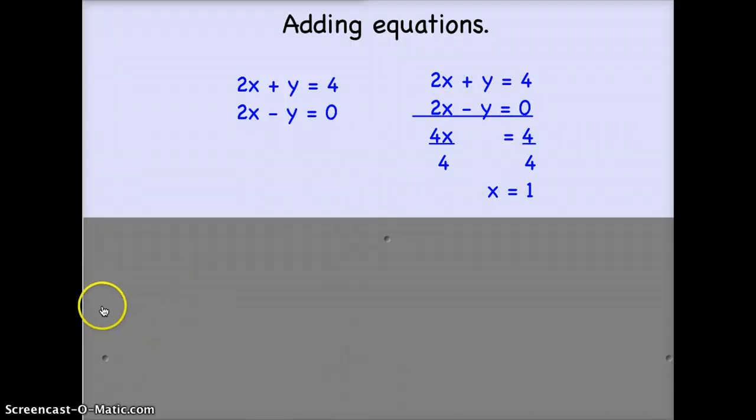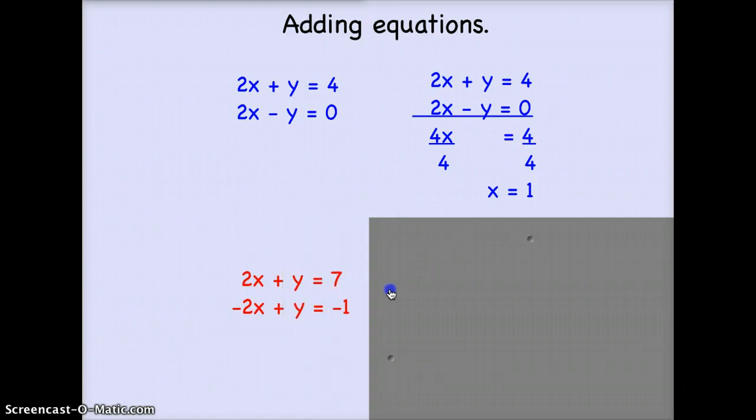Why don't you try the next one? So here I have two more equations. Think about what your result would be if you add those together. So in other words, combine your like terms, add your like terms together. I'll give you a second to think about it.